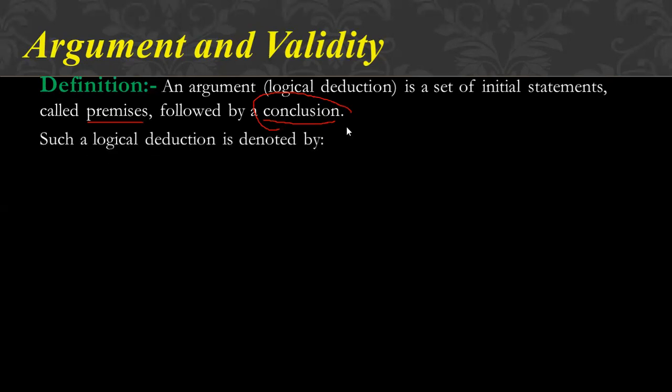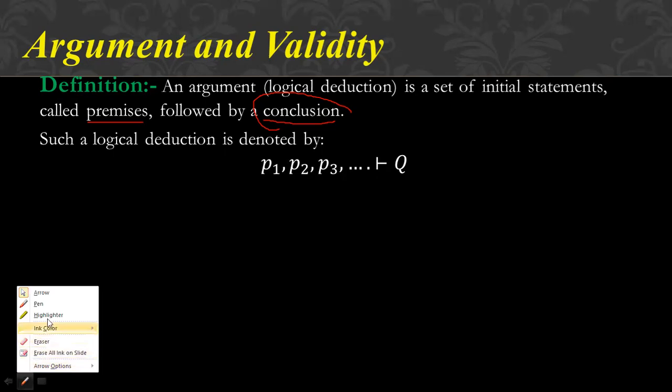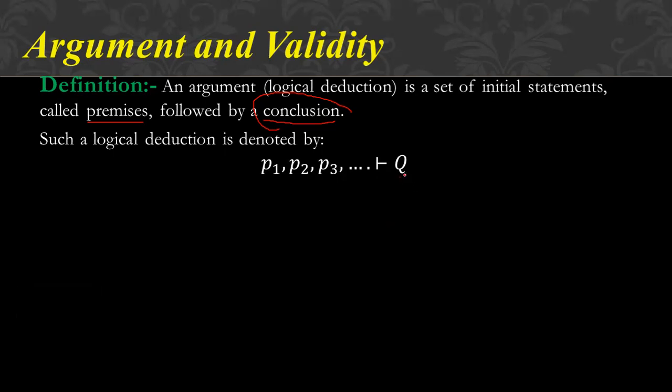Such a logical deduction, or simply this argument, can be represented horizontally. That is, we have P1, P2, up to any number of Pi's, which are considered as initial statements, and the capital letter Q could be considered as a conclusion. So the combination of these premises with the conclusion Q forms a logical deduction, which is said to be an argument.